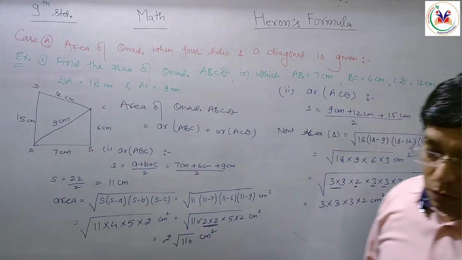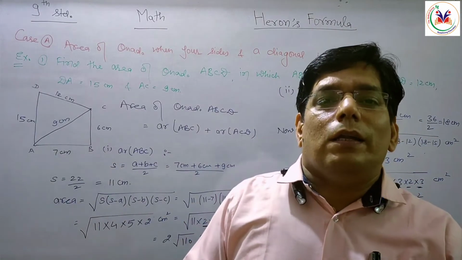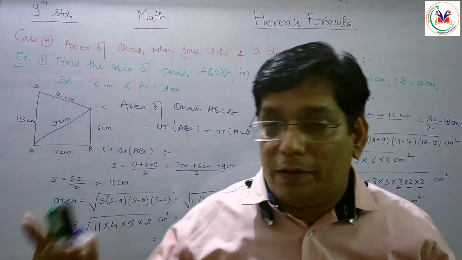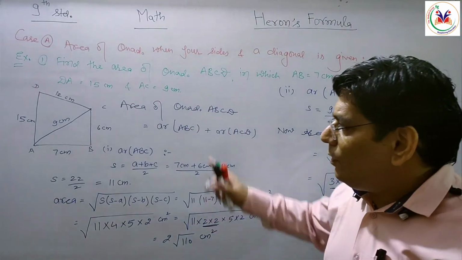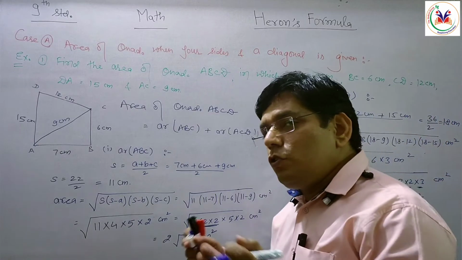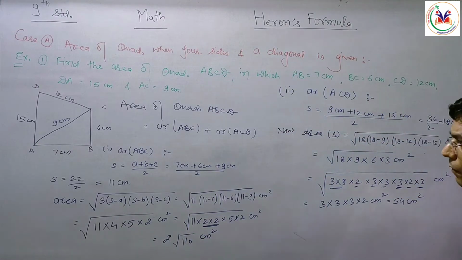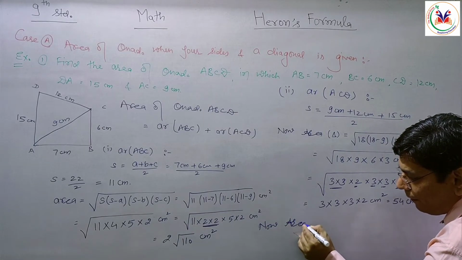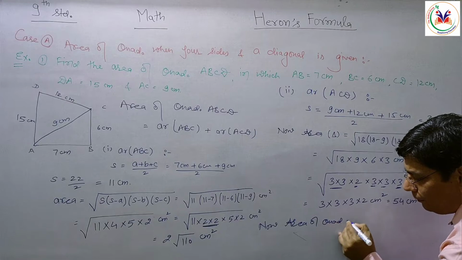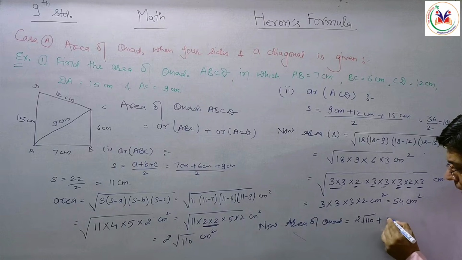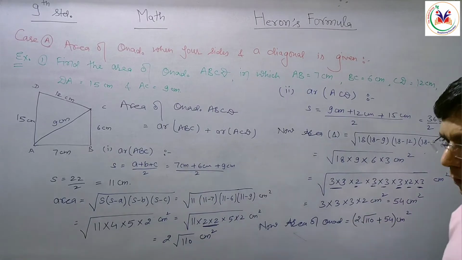So now what we did, we just separated a quadrilateral into different triangles, because the four sides of the quadrilateral and one diagonal are given, and after calculating the areas of both triangles separately, now we should add them to calculate the area of the quadrilateral. Now the area of quadrilateral is 2 into root 110 plus 54 centimeter square. That will be the area of quadrilateral.